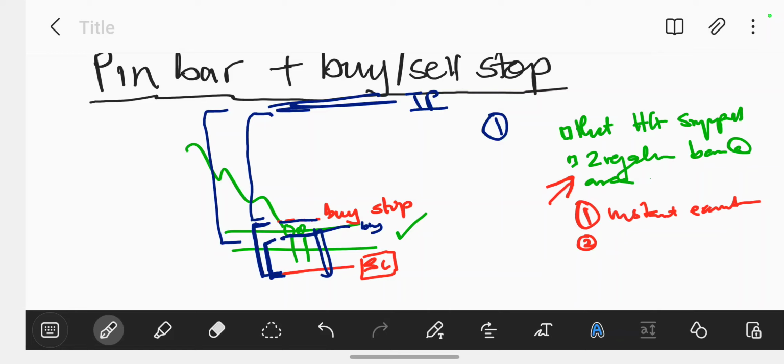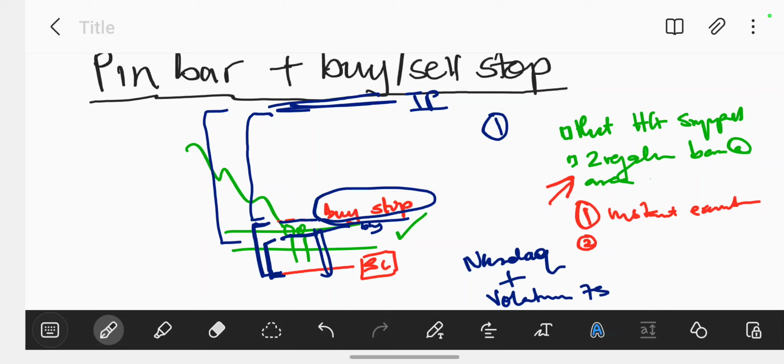So you can pick which one you want, but I prefer this one, especially since it works best on Nasdaq and Volatility 75. I've never checked it on smaller time frames, but you can try from 15 minutes up to H1, and sometimes H4, which might be too big for you.